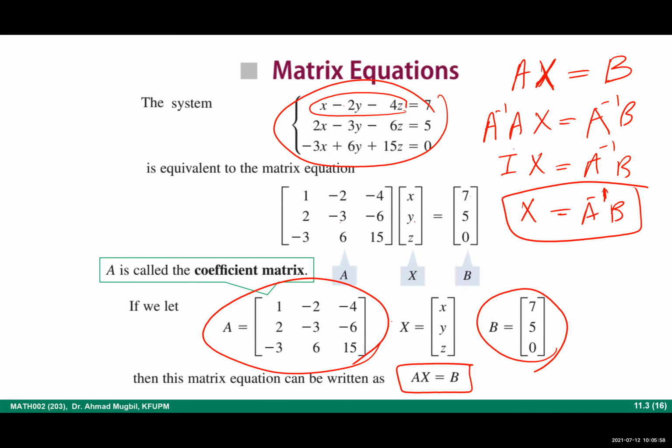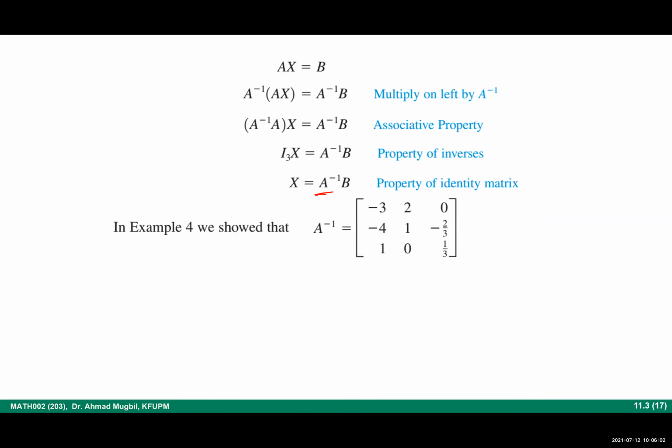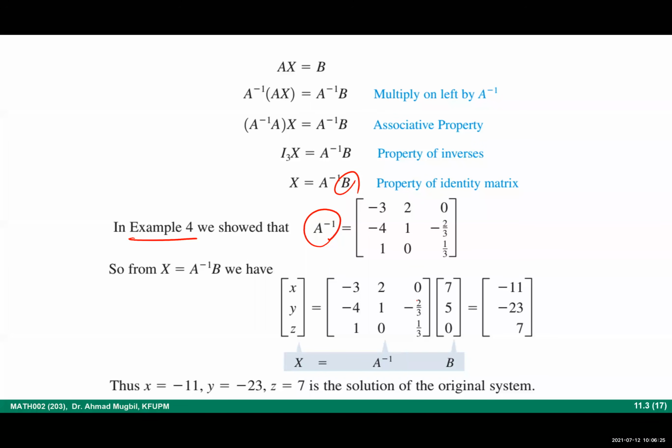This is A, guys. And this one, by the way, is the same as what we did in example number 4. So it is not about finding the inverse here. But if you don't have the inverse, you need to do all that we did in example 4. Now you just multiply A inverse by B, and this will give you X, Y, and Z. So X is negative 11, Y is negative 23, and Z is 7.